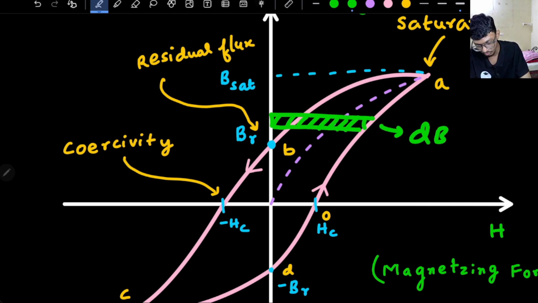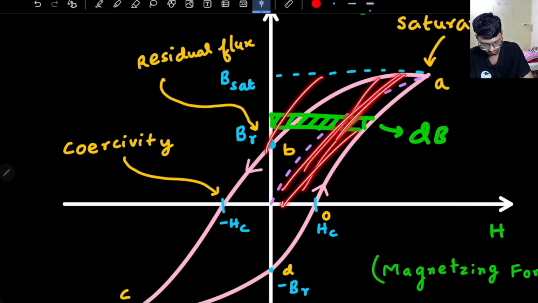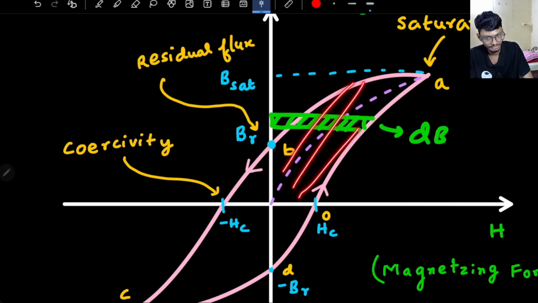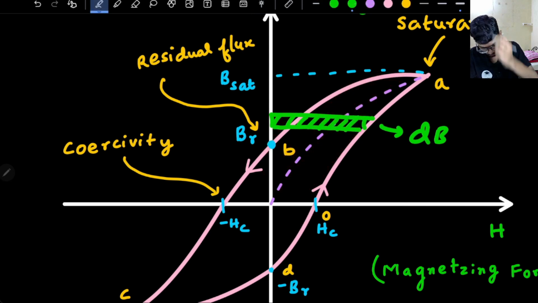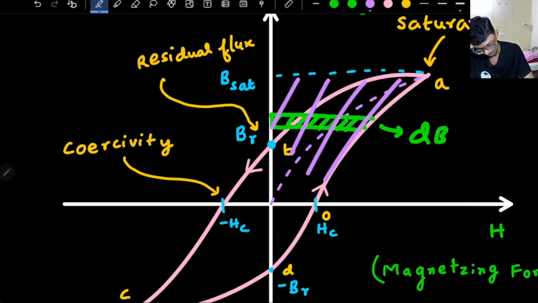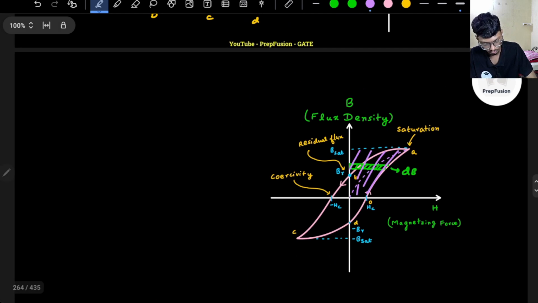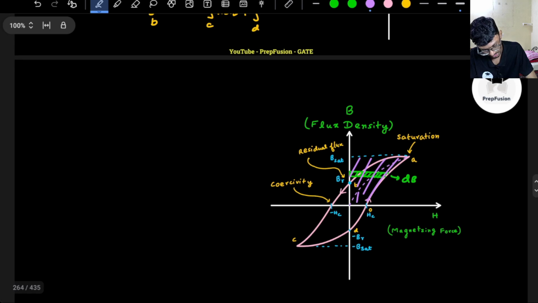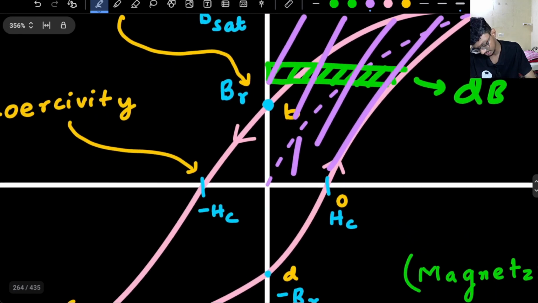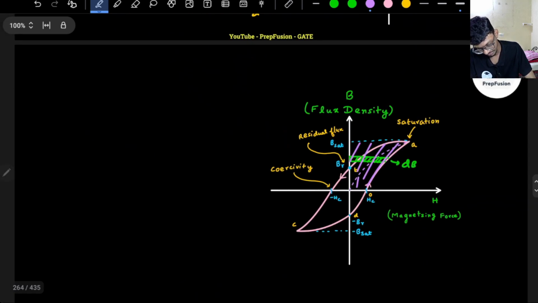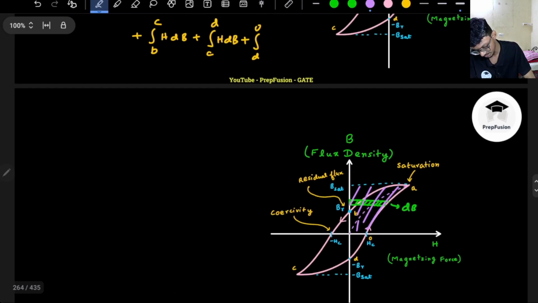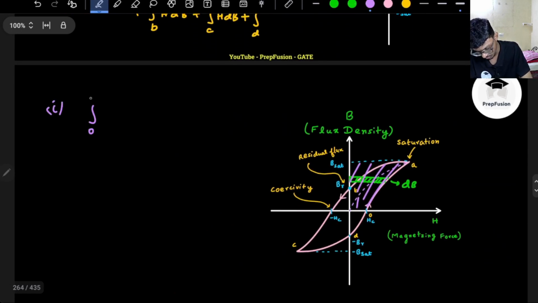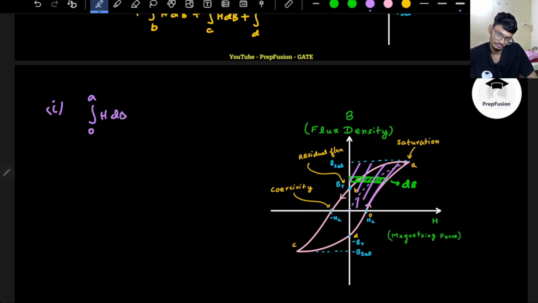So what will be the area? Area will be this whole area, right? This whole area will be the area, correct? If I am going from O to A, this is the whole area that I am calculating. So this area is equal to, let me write this, this is the first one, that is the integration from O to A of H dB. Yeah, this is the whole area.